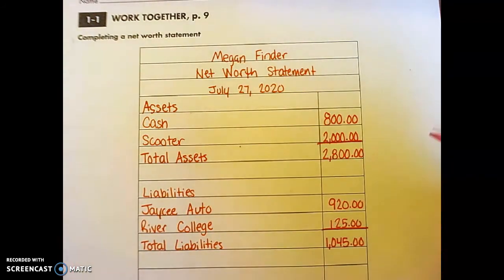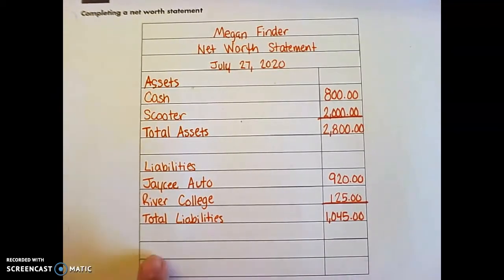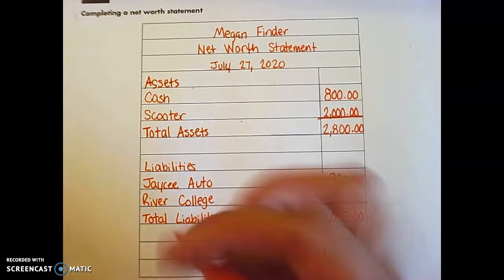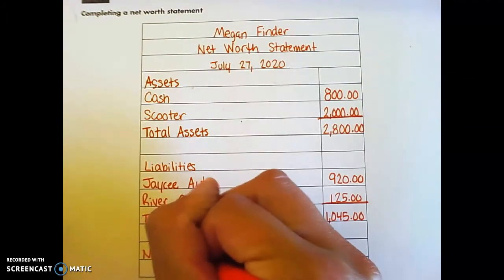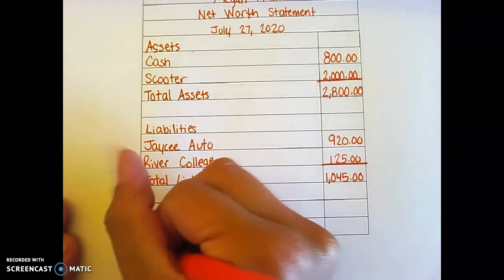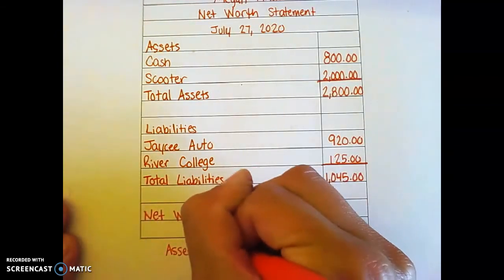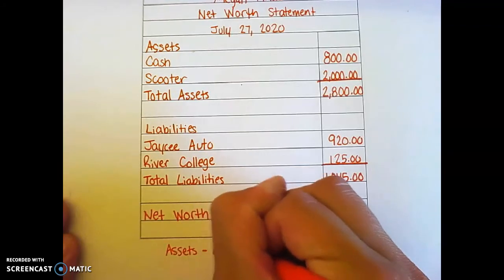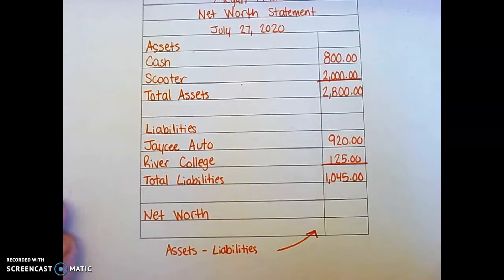So our assets, things that we own, our liabilities, things we owe other people, we will then use these two numbers to calculate her net worth. So I will once again skip a line and I will write net worth. And how our net worth is calculated, I'll go ahead and write down here. We will take assets minus liabilities. And that's how we're going to calculate this net worth here.